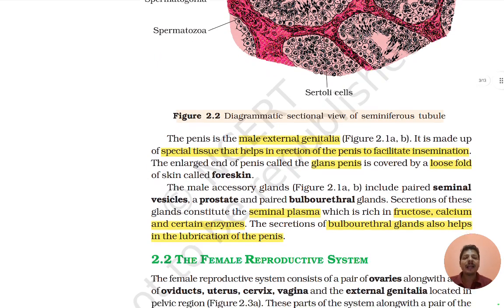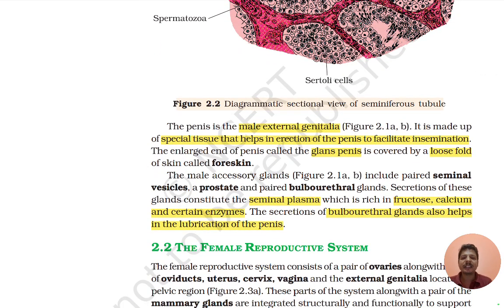The penis is the male external genitalia. It is made up of special tissue that helps in erection of the penis to facilitate insemination. So, it is the male external genitalia made up of special type of tissue which helps in the erection of the penis to facilitate insemination. That is, sperm comes outside of the body.